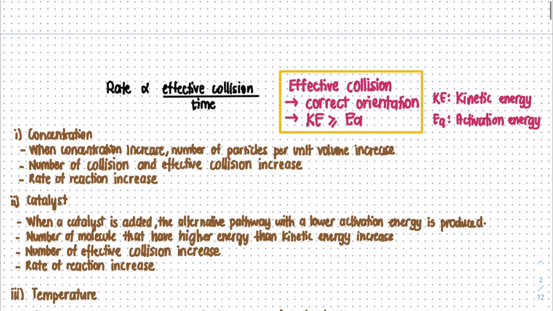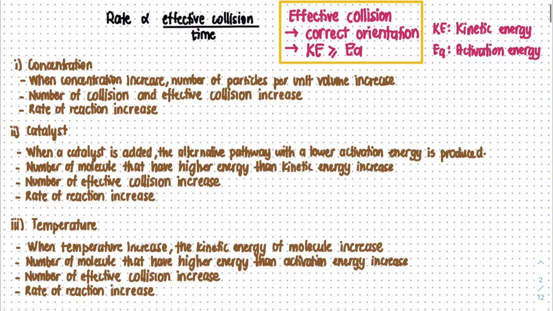Okay. So for the factors, if you want to note them, there are 5. First is concentration, then pressure, surface area, catalyst, and temperature. Concentration, the explanation is the same as pressure and surface area, only the beginning is a little different. So when you mention the factors, first you have to write: when the factor increases, what happened? So when concentration increases, the number of particles per unit volume increases.